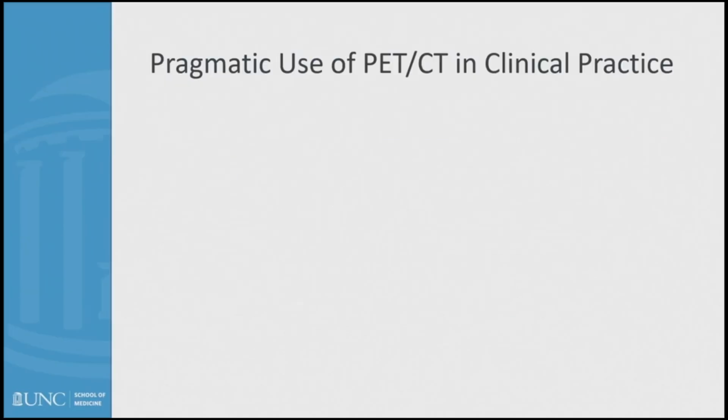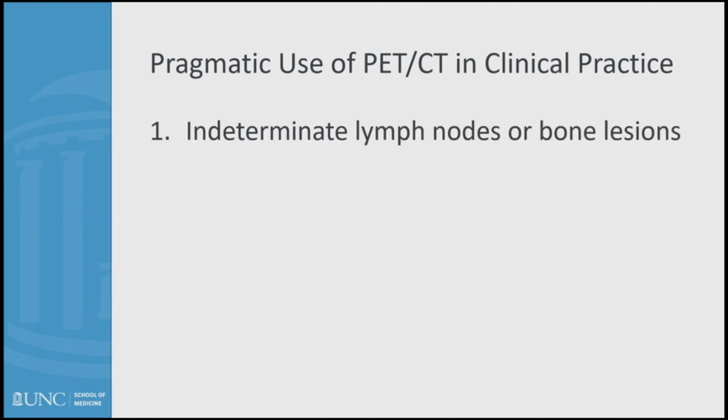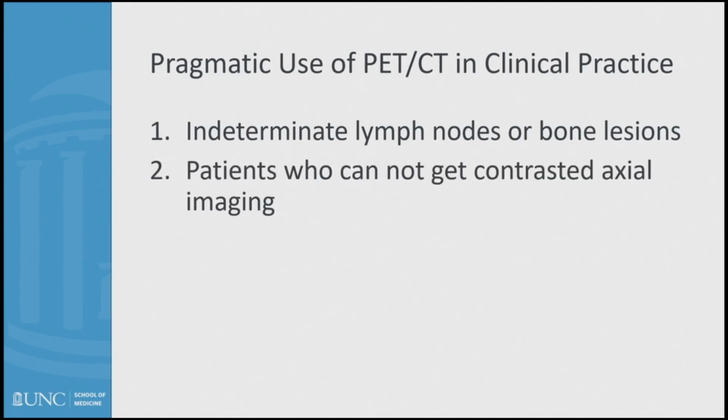So that brings up the question, how pragmatically can we use this imaging test in the real world? Well, at least in my clinical practice, I think there's probably 5 areas that I use it in. First, indeterminate lymph nodes or bone lesions on cross-sectional axial imaging. I think this is a reasonable test to get. Patients who can't get IV contrasted axial imaging, either from an allergy or their GFR is not great, I think this is a reasonable place to get it in these patients.